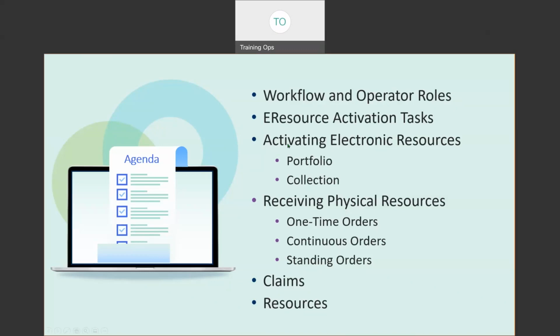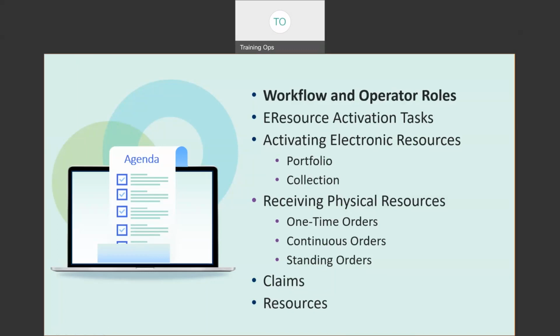Then we'll move into actually activating electronic resources, single portfolios, and then electronic collections. Then we'll move down into physical resources. We'll receive one-time orders and continuous orders, and we'll talk about how standing orders work. Move on to claims, and then resources. The resources, they're the links to the documentation, the LibGuides, etc. So let's move through our agenda.